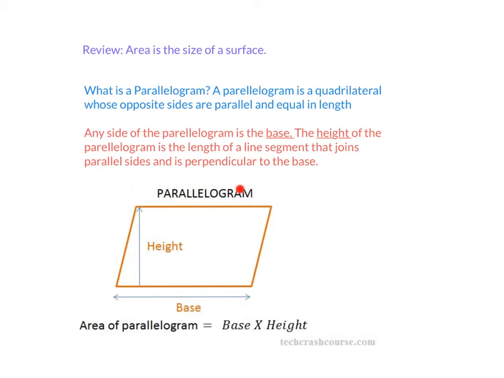So if we look at this parallelogram here, any side of this parallelogram can be a base. And the height of the parallelogram is the length of a line segment that joins parallel sides and is perpendicular to the base. So in this case, this line is our base. This here would be our height because it's perpendicular to the base, meaning that these two lines would make a right angle right over here.